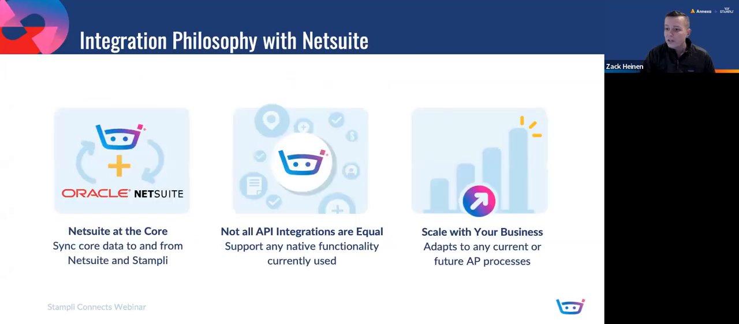Once again, our philosophy here is NetSuite is going to be your main source of truth, right? So initially, we're going to sync all of your core data from NetSuite into Stampli. Something I do want to highlight here is not all APIs are equal, right? Stampli's API with NetSuite allows you to support any native functionality currently used in NetSuite, which is extremely powerful. This also allows Stampli to support your current business needs today, but also any future needs as your organization scales.